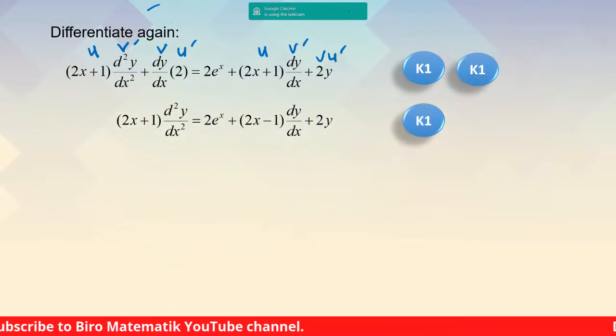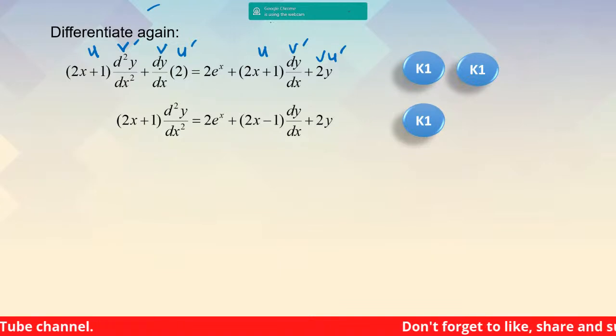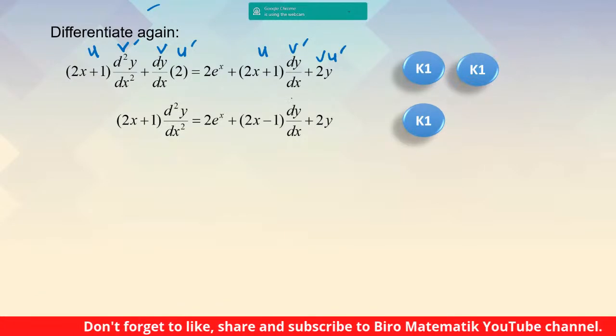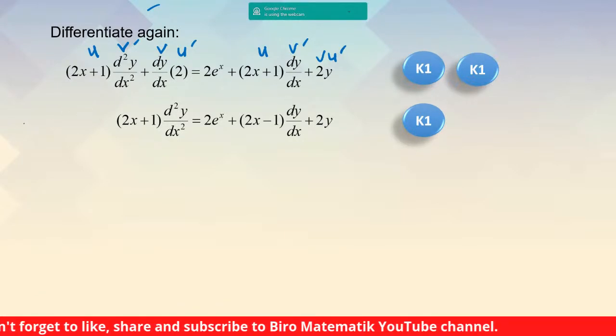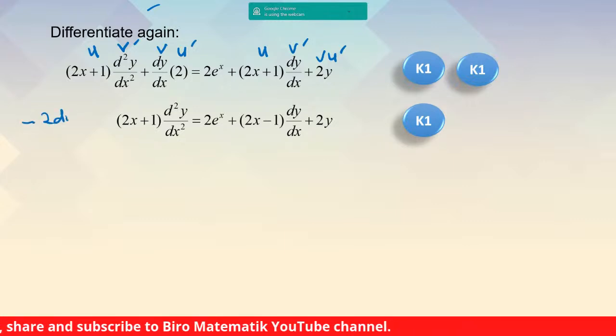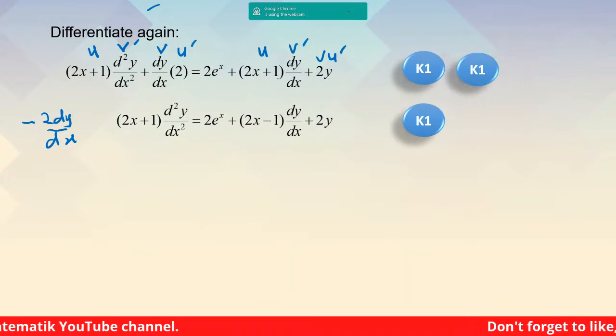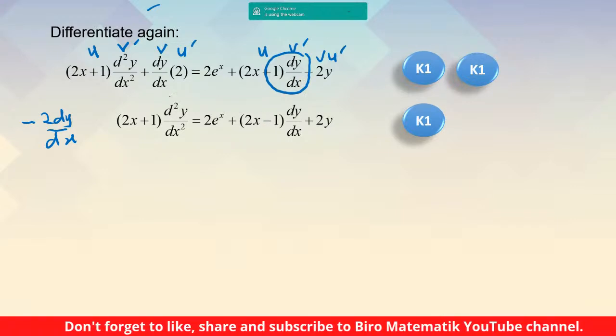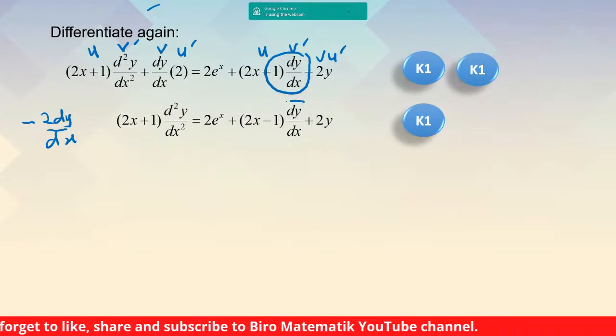Then simplify. Simplify 2 dy over dx, bring to the right hand side, minus 2 dy over dx, and then you plus with 1. So minus 2 plus 1, you will get minus 1. So that's why here is minus 1.